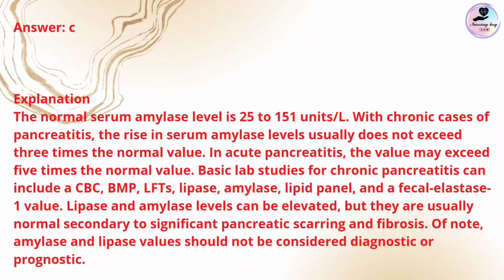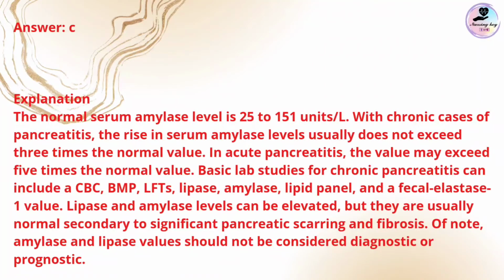With chronic cases of pancreatitis, the rise in serum amylase level usually does not exceed 3 times the normal value. In acute pancreatitis, the value may exceed 5 times the normal. Basic lab studies for chronic pancreatitis can include CBC, BMP, LFTs, lipase, amylase, lipid panel, and a fecal elastase. Lipase and amylase levels can be elevated, but they are usually normal secondary to significant pancreatic scarring and fibrosis.